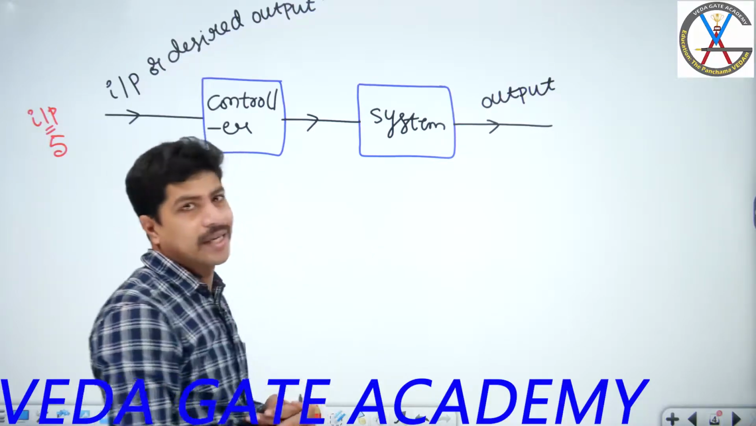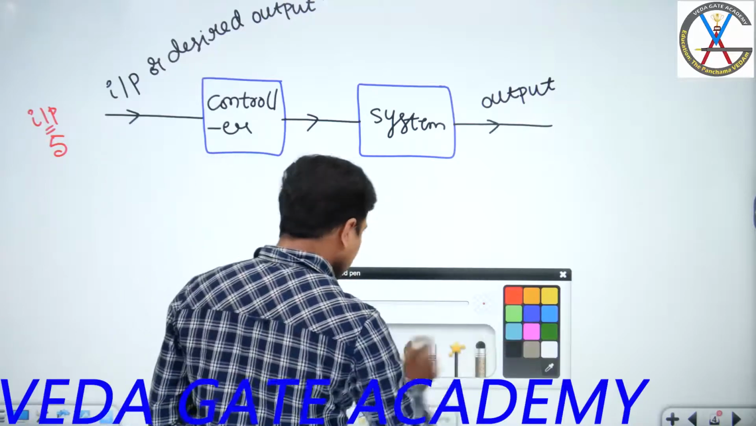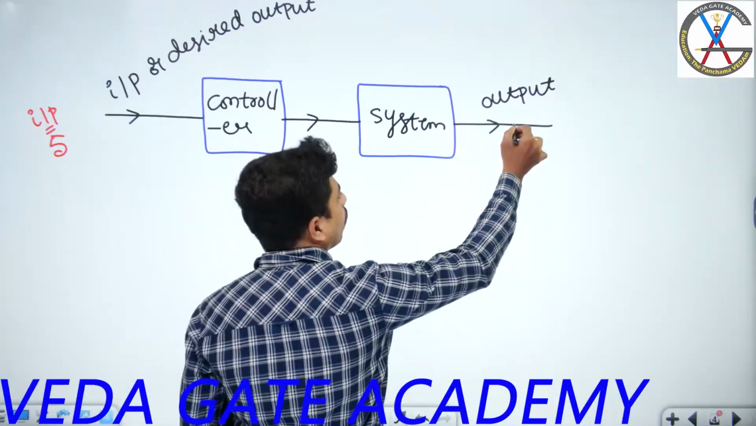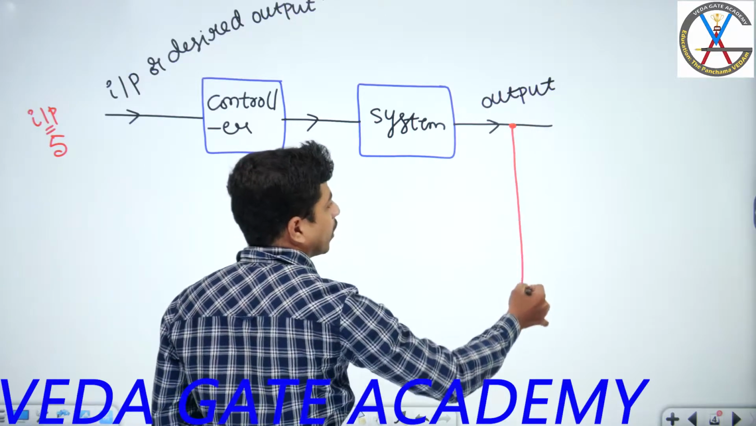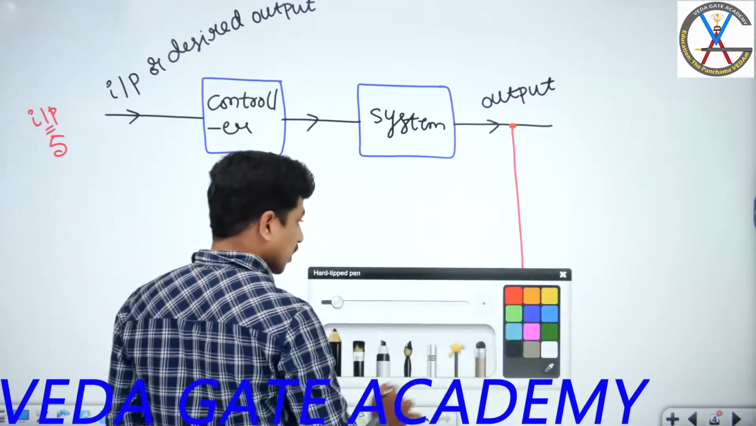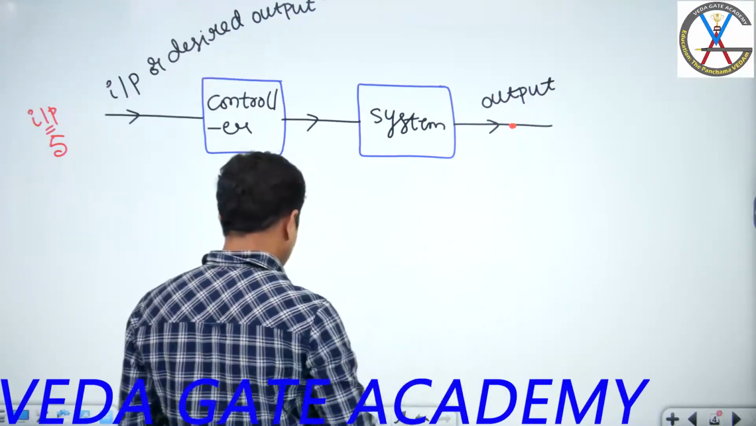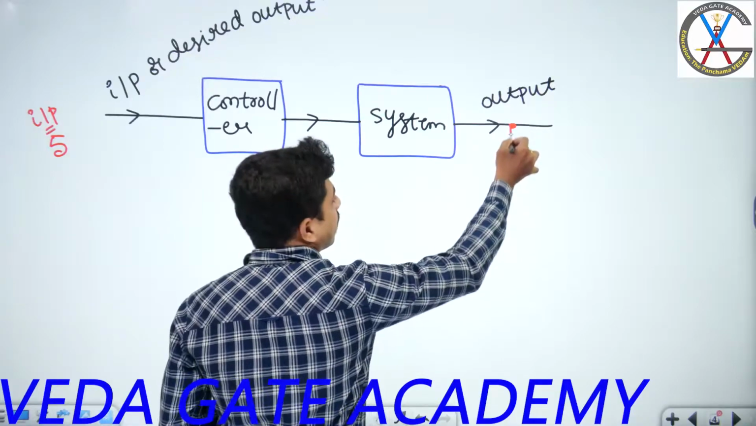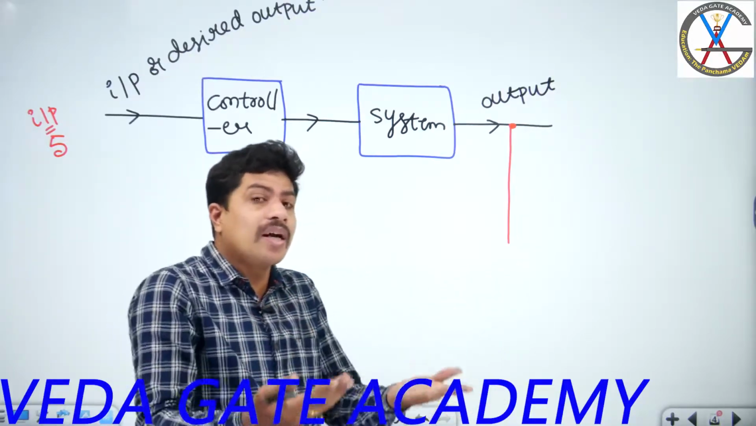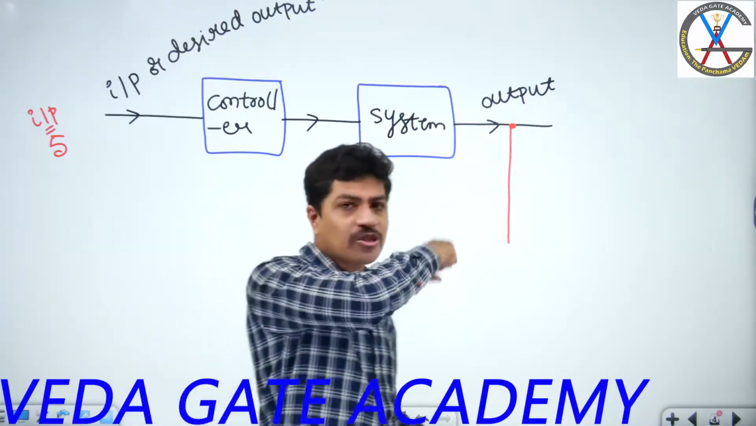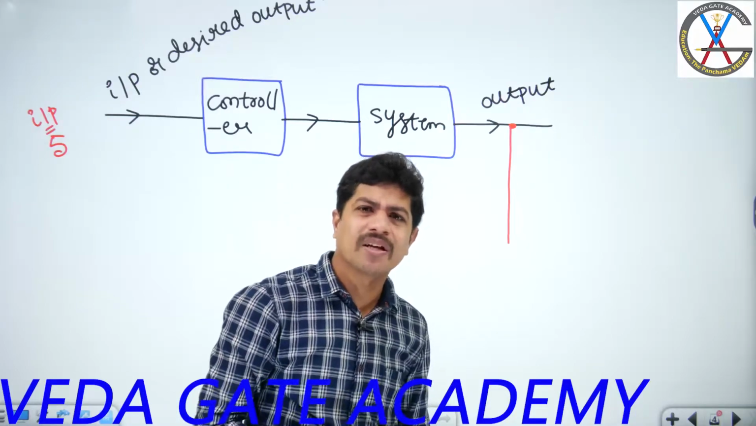Some output we are getting. What I'll do is, I'll take the output. How to take the output? So this is called a takeoff point. The dot I'm representing there is called a takeoff point. What does it mean by the takeoff point? Where we are taking the output. Immediately, a student will get a question: sir, how to take the output? What is the purpose of taking the output?